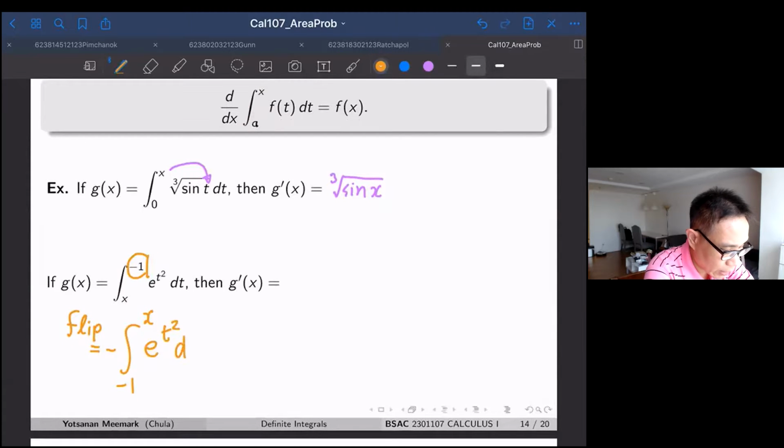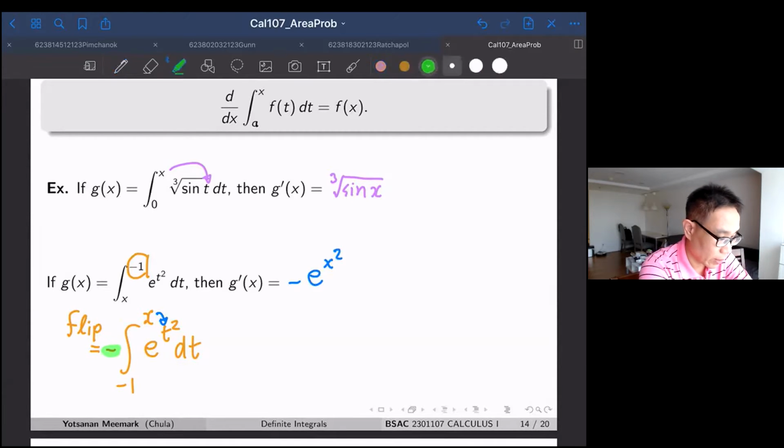This is what we learned last time: the integral from a to b equals negative the integral from b to a. When you flip it, you obtain an extra negative sign. So when you differentiate, g'(x) has the extra negative sign, and you put x in for t, giving negative e to the x squared. The negative sign comes from flipping.